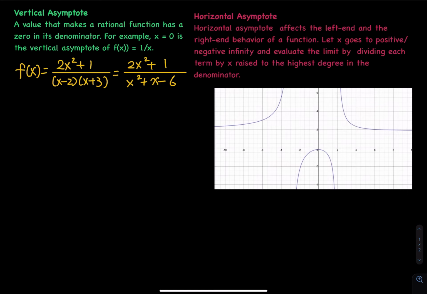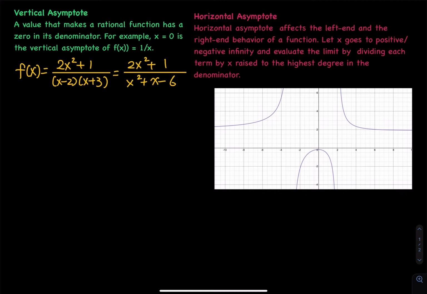Let's talk about vertical asymptote and horizontal asymptote because they are pretty important when you do curve sketching. Let's say we have a function f of x equals 2x squared plus 1 divided by x squared plus x minus 6. I also factored the denominator for you, because if you factor the denominator, you can pretty much tell what the vertical asymptote is. A vertical asymptote is a value that makes a rational function have a 0 in its denominator.